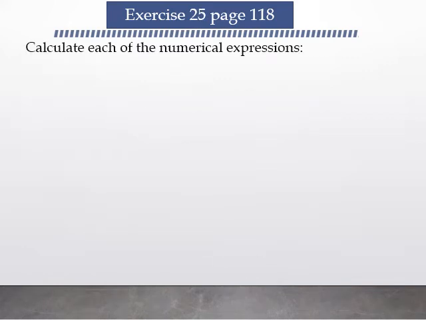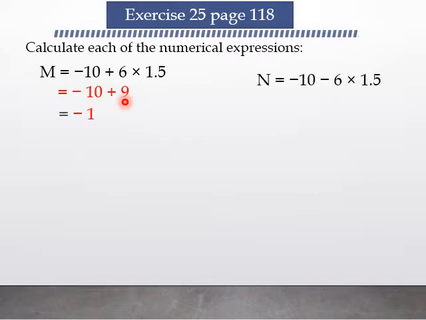Now let's move to exercise 25. Calculate each of these numerical expressions. M equals minus 10 plus 6 times 1.5. According to priority rules, multiplication has more priority than addition. So on the line I write minus 10, and what's the result of multiplying 6 by 1.5? It's 9. Now minus 10 plus 9 equals minus 1.